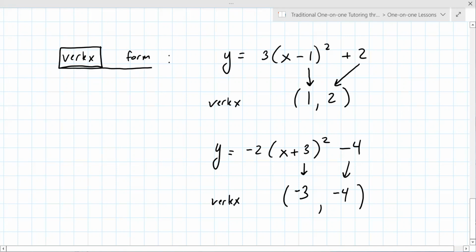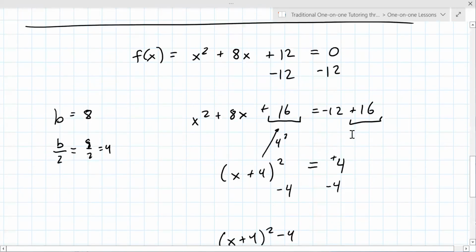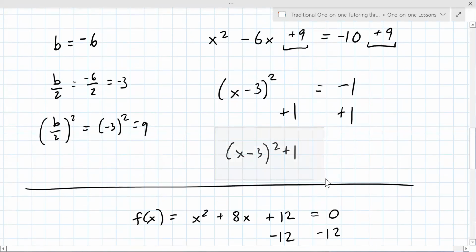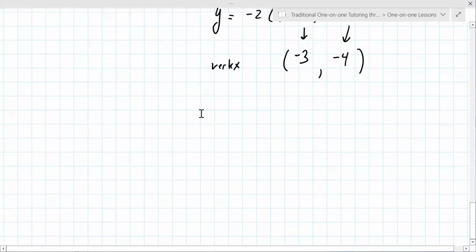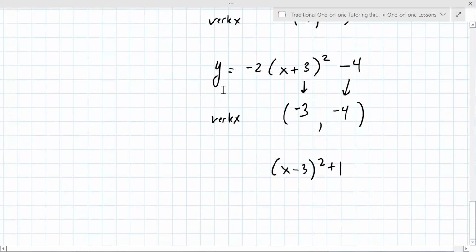Okay. Now let me go back and grab some of the problems that we did from completing the square, which is you complete the square to find the vertex. So I'm going to grab the first one. Here's the first one here. Can you tell me the vertex of this equation?